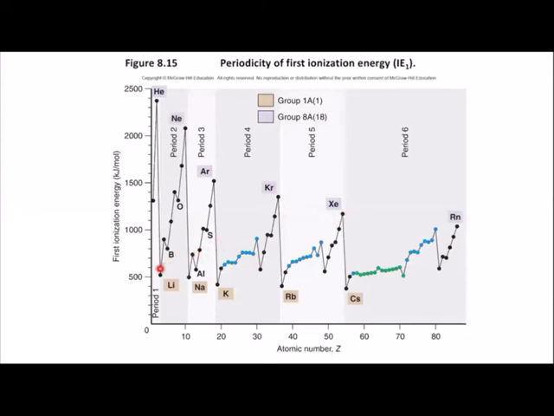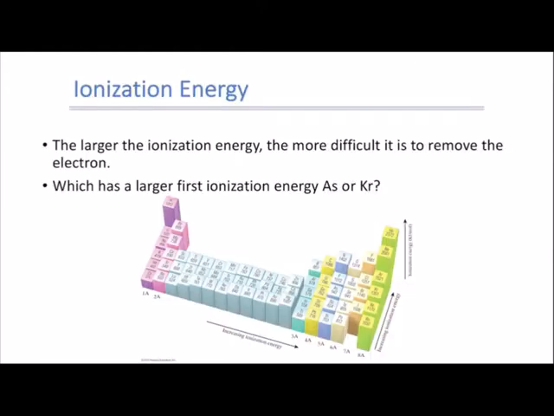We can even see the same thing happening with the alkali metals. It becomes ever so slightly easier as we're going down the column for the alkali metals. So looking at this trend of ionization energies and then asking a question. We know that the larger the ionization energy, the more difficult it is to remove an electron. So which has a larger first ionization energy, arsenic or krypton?